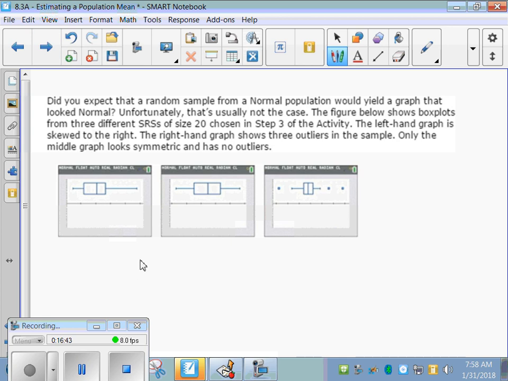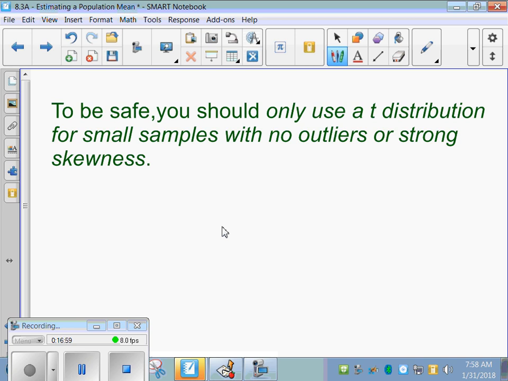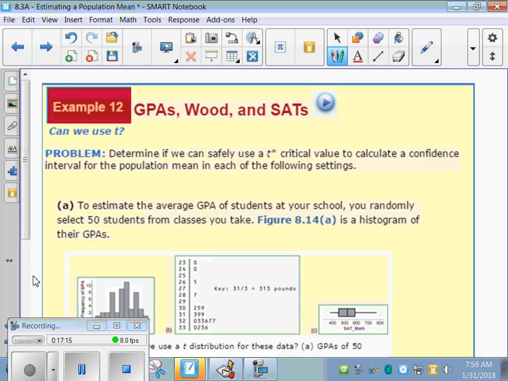All right. So here's ones that don't work. Only one of these works. Which is the best one? The middle one. This is the most normal. This one has outliers, so it's a definite no. And this one has strong skew to the right. Okay? All right, so to be safe, only use a t-distribution for small samples when there's no outliers and no strong skew. Okay, so you can proceed as long as you have no outliers or strong skew if your sample size is under 30. If it's over 30, you don't need to check the graph.